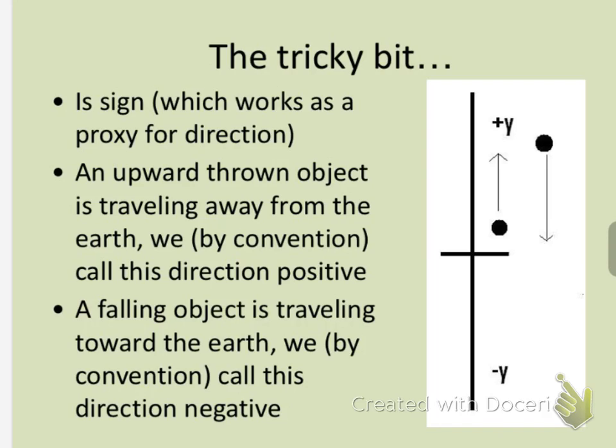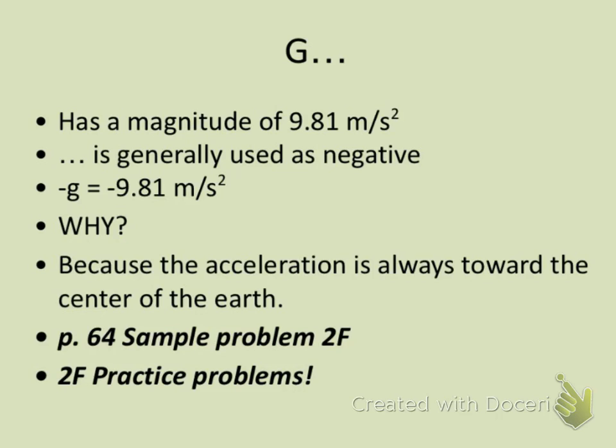By convention, we do call anything traveling up away from the surface of the Earth, up into the atmosphere, up into the sky positive. Anything traveling towards the Earth or towards the center of the Earth, really, because that's where gravitational force originates from, we call negative by convention. So with that, g has that magnitude, 9.81 meters per second squared, and it is generally used as negative 9.81 meters per second squared, because acceleration due to gravity is heading towards the center of the Earth, and therefore it's negative. So let's do the sample problem.